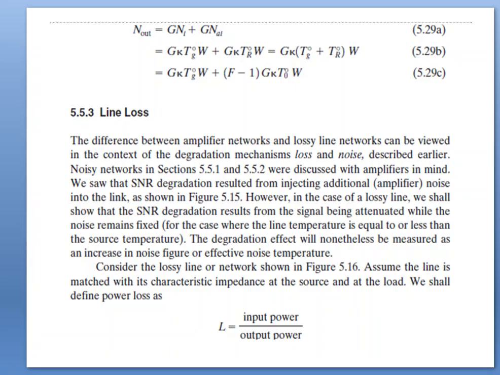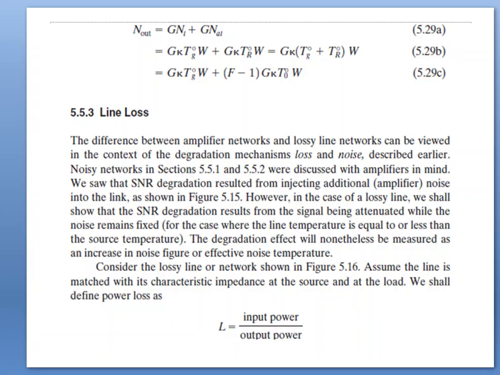Consider the lossy line or network shown in 5.16. Assume the line is matched with its characteristic impedance at the source and at the load. We shall define power loss L equal to input by output. Then the network gain G is equal to 1 by L. Let all components be at the temperature Ts. The total power flowing from the network into the load is N out, equal to k Ts W, as expressed in the above equation.